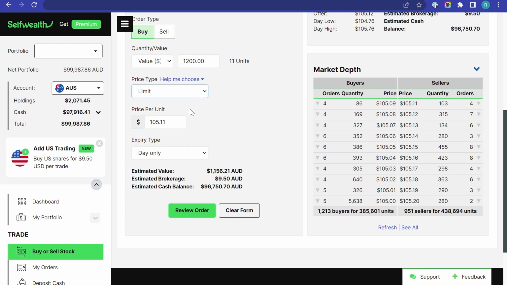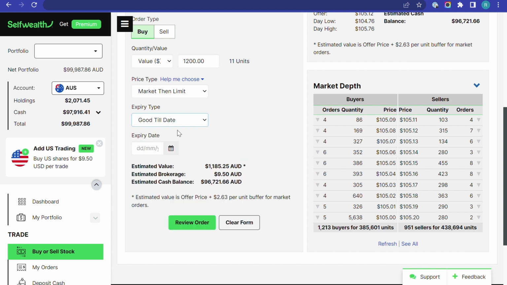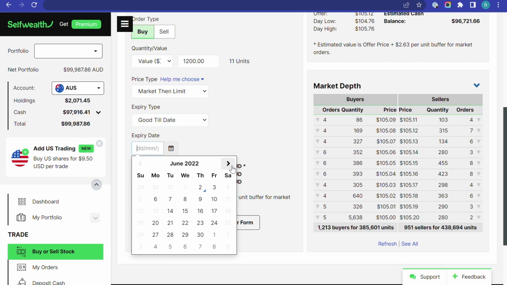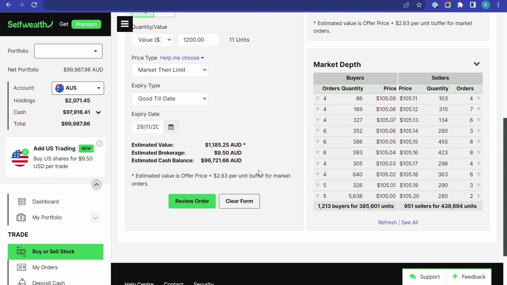We're going to choose market then limit, and we have 2 expiry options. It's either day only or good till date. Day only means that at the end of the trading day, if our order is not executed, it will be taken off the order book. We're going to choose good till date, and we're going to choose up to 6 months ahead of time. So we can choose November 29th, and if our order is not filled by this date, then it will be removed from the market.